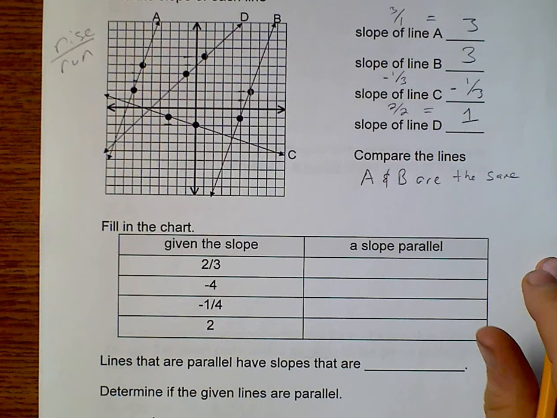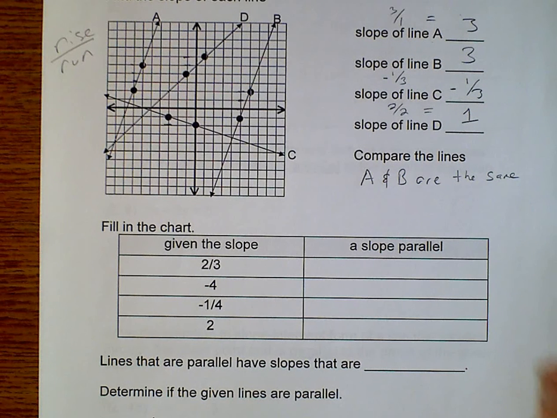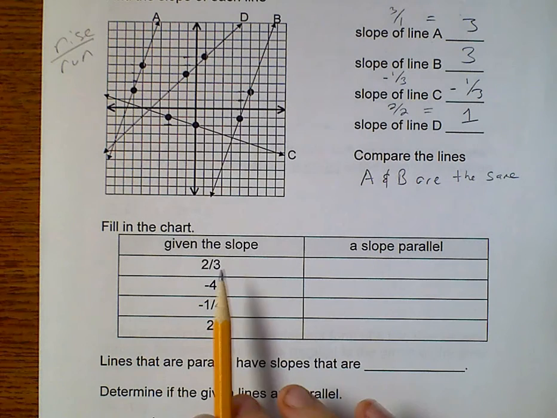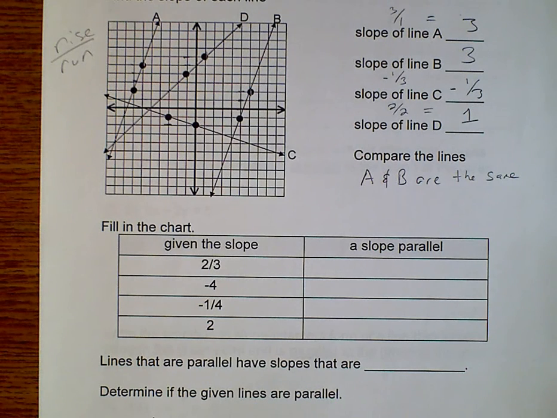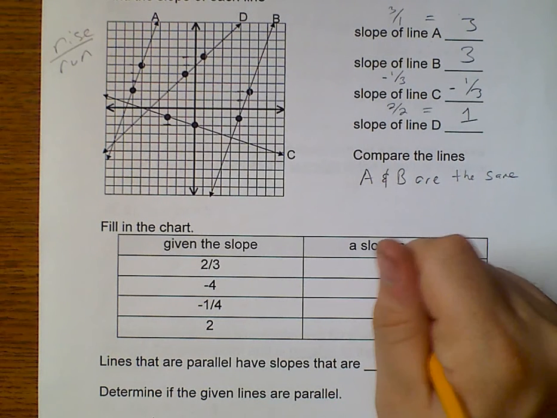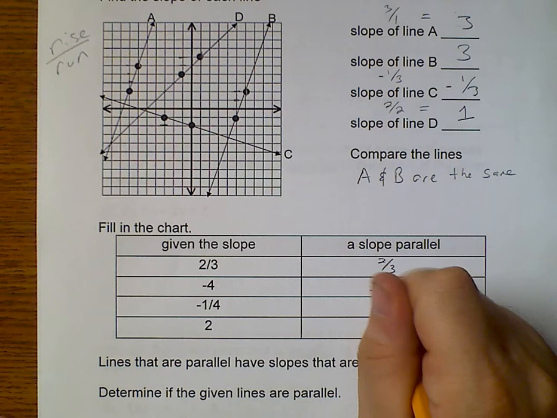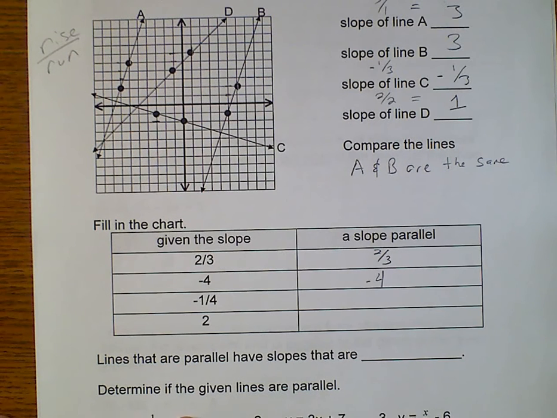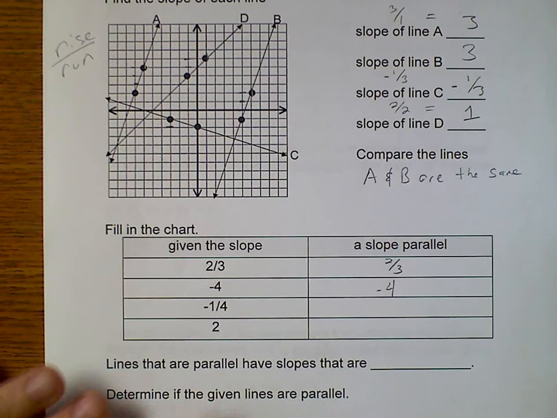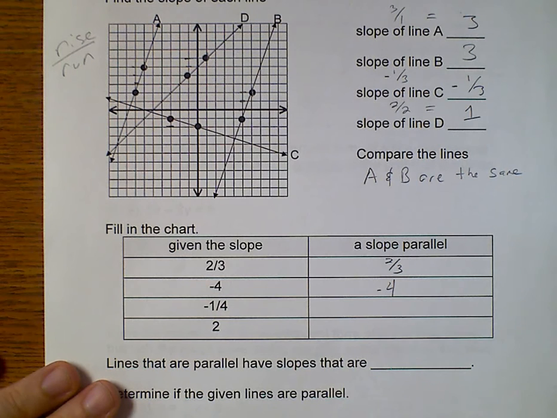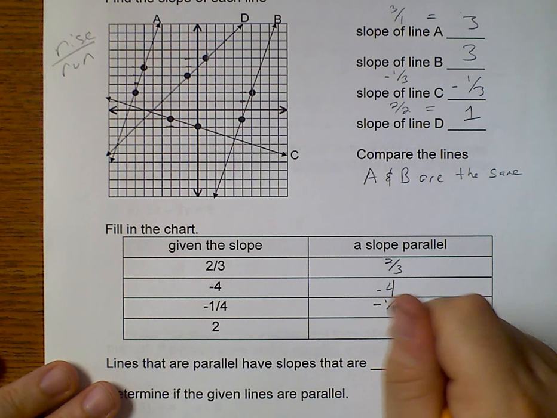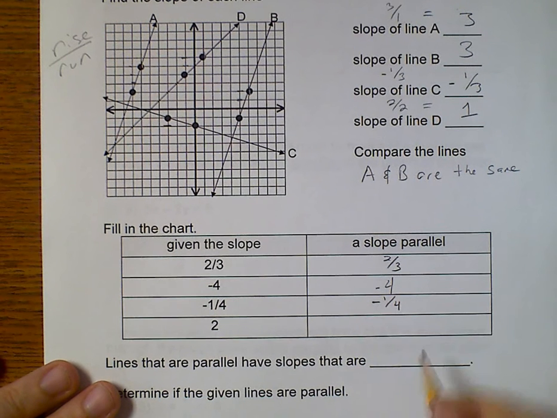Now let's talk about this. If I'm given a slope of 2/3, then a parallel slope would also be 2/3. If I'm given a slope of -4, a parallel slope would also be -4. If I'm given a slope of -1/4, a parallel slope would also be -1/4. And I'm pretty sure you've guessed it that that should be 2.